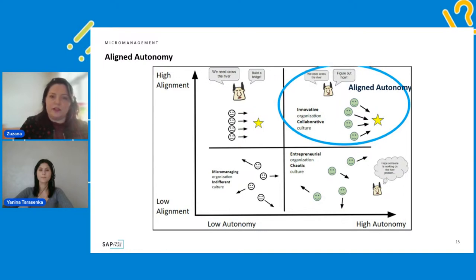Flexibility is also crucial in aligned autonomy. It allows the team to respond quickly to changes in the requirements. So, to summarize, the main goal of aligned autonomy is to strive for perfection in meeting customer needs. And this is achieved through continuous experimentation and real-world validation. And Agile needs this aligned autonomy to be functional.